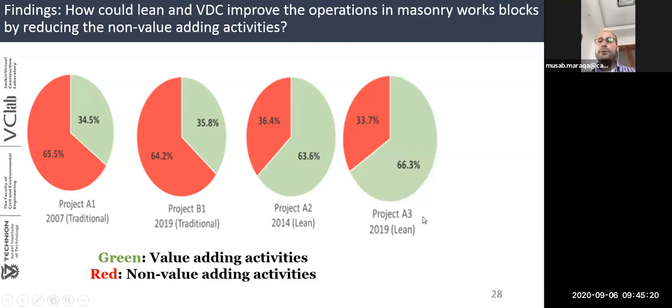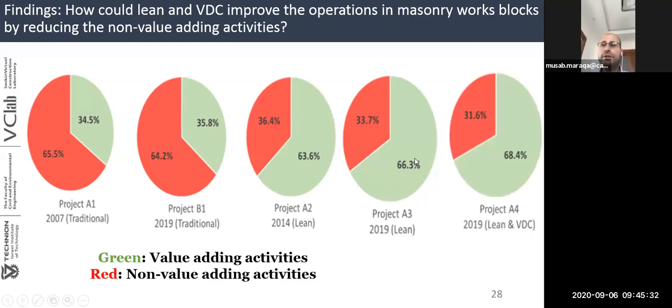For the project we studied in 2019, there was also some improvement, and the value adding activities increased to 66.3%. For the last project, which had a combination of Lean and VDC, the value adding activities increased significantly to 68.4%, and the non-value adding activities were reduced to a minimum of 31.6%.